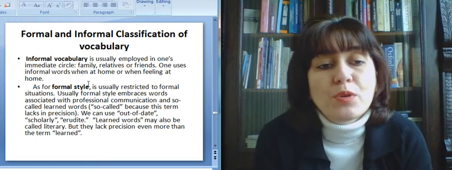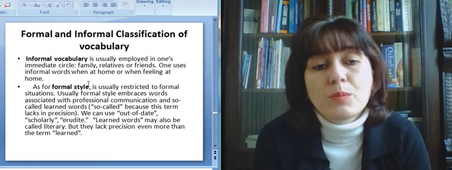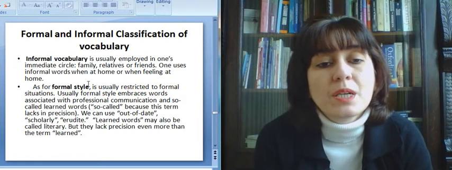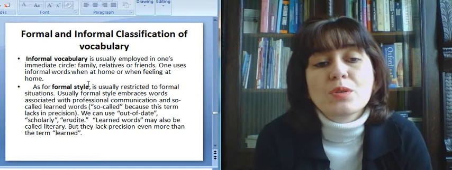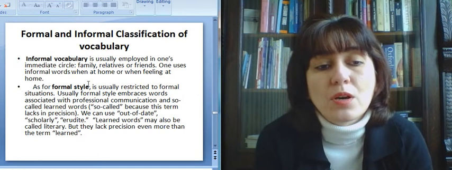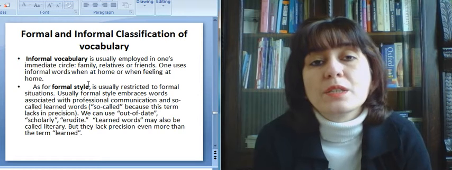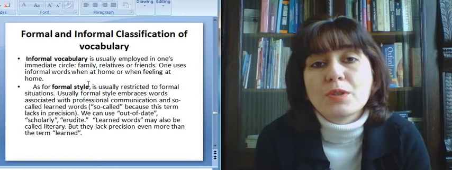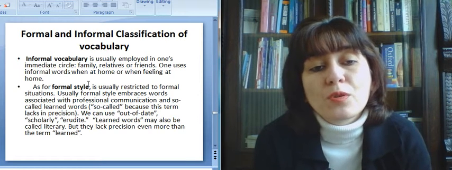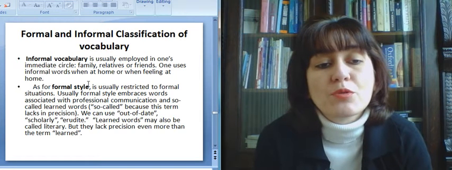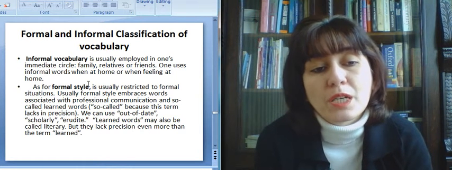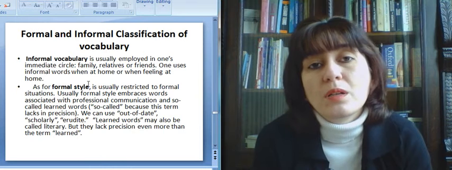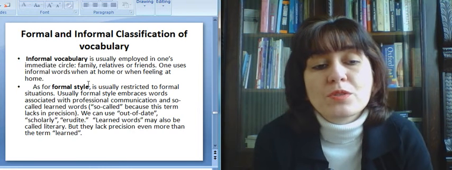Informal vocabulary is usually employed in one's immediate circle: family, relatives, or friends. One uses informal words when at home and when feeling at home. As for formal style, it is usually restricted to formal situations. Usually formal style embraces words associated with professional communication and so-called learned words.